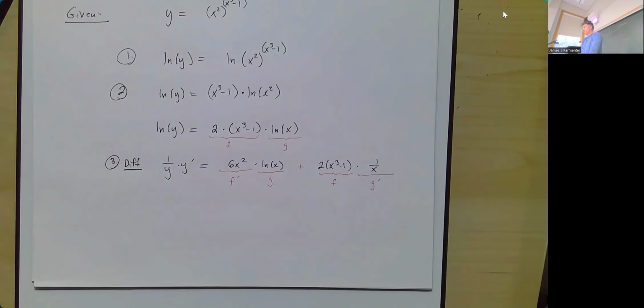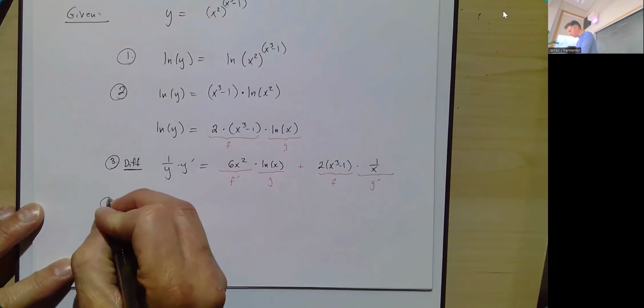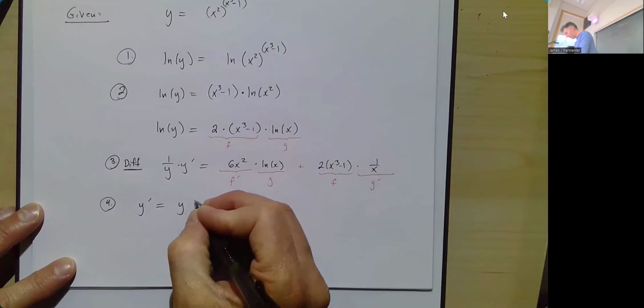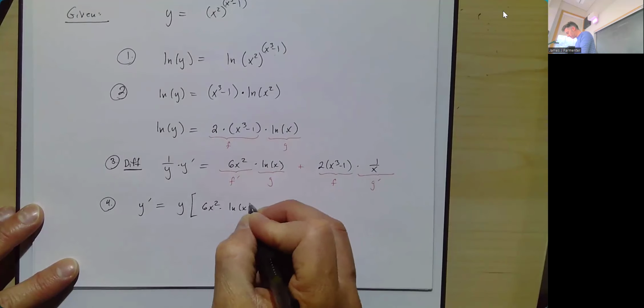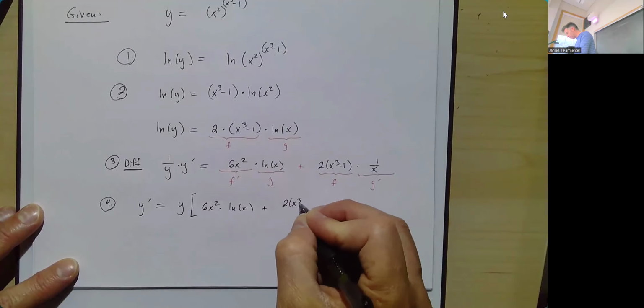The rest is algebra, which is said to be reassuring, although it isn't always reassuring. Algebra is still not always easy, but we don't have to do any more differentiating. All we're doing now is isolating y prime. So we're multiplying both sides by y. And I will say, I typically think you can skip writing this step. I'm going to write y prime equal to y times all this: 6x squared times natural log of x, plus I would probably rewrite this as 2 times x cubed minus 1 over x.